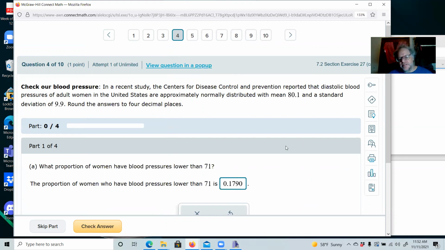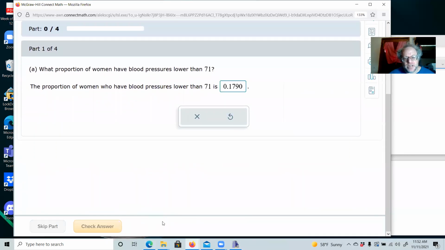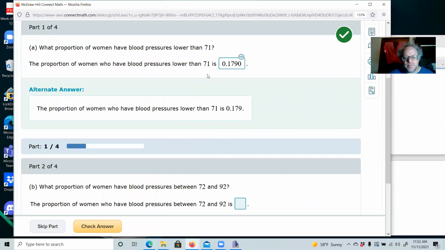Again, I don't really care about the trailing zeros either, but generally you want your answers, if it's a probability, to be 4 decimal places. Oh, you get to check an answer. Good. Hooray. I know.